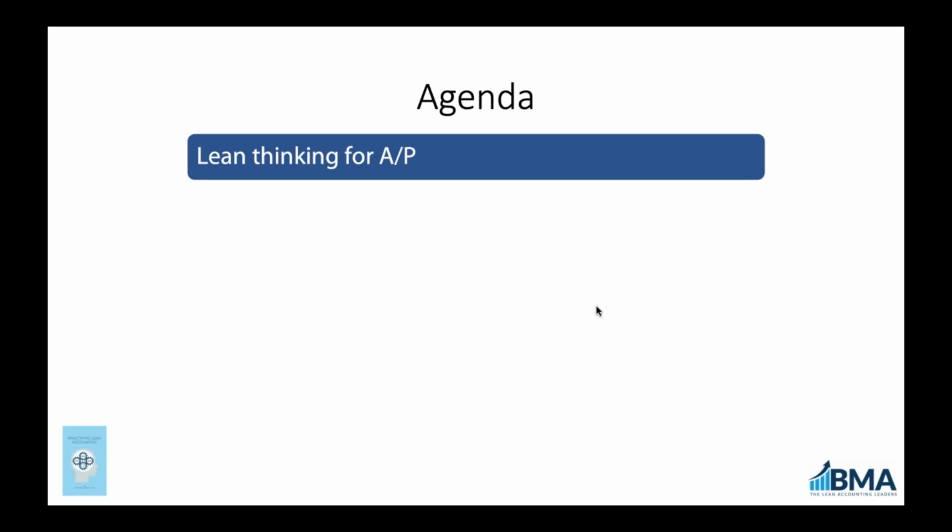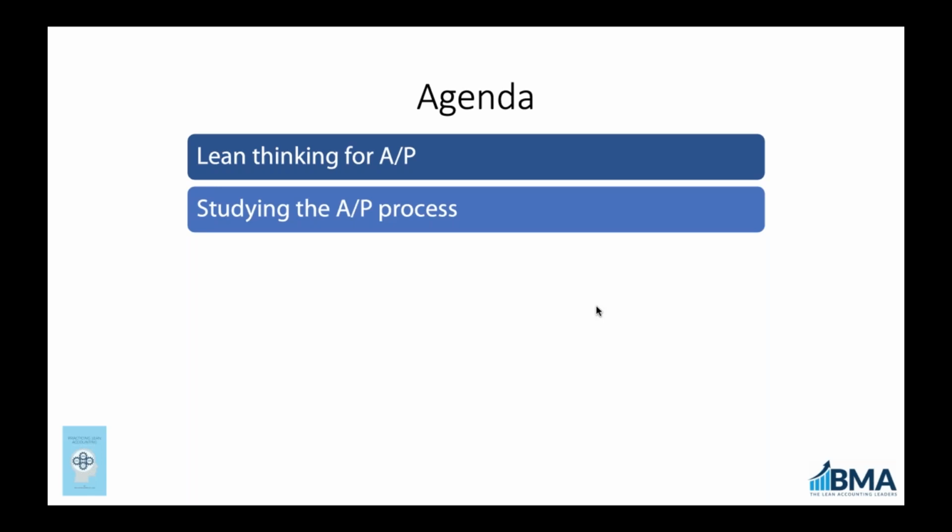So the first thing we're going to talk about today is lean thinking for accounts payable. We probably could spend a whole hour just talking about lean thinking, but just a quick overview of what is lean thinking, why is it important, what does it mean to serve as sort of a foundation for improving accounts payable. We're going to talk about how do you study the accounts payable process. This is really how you get started improving accounts payables. You don't just jump in and dive and start improvements. You got to know, what are the problems and issues, and how does the process perform today?